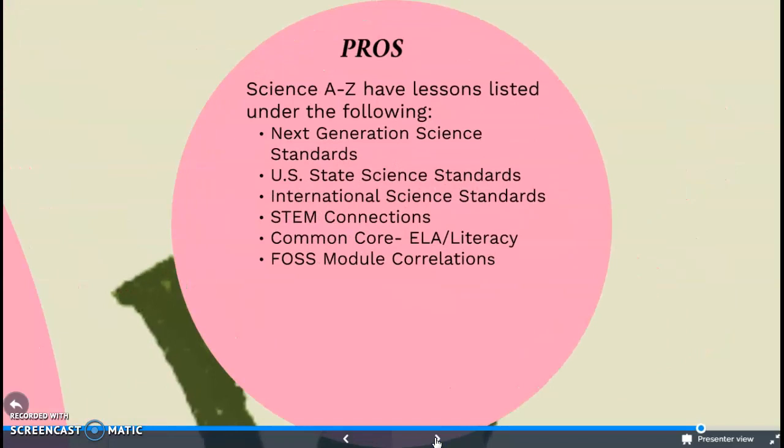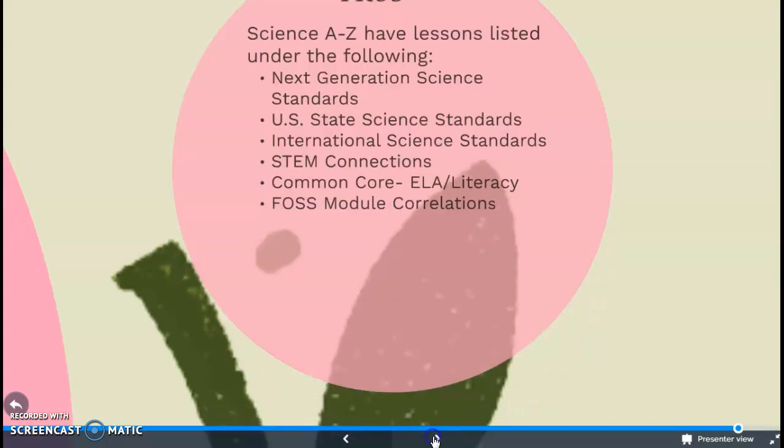The pro is that A through Z has a list under all the different standards. And they also offer the STEM connection. They have the Common Core with the literature, where they have the literacy program as well. So they have a lot to offer. What I like too, the pro, which is both good and bad, is that the Next Generation Science Standards has middle school in there. And so they offer 6th, 7th, and 8th graders lessons and curriculum.